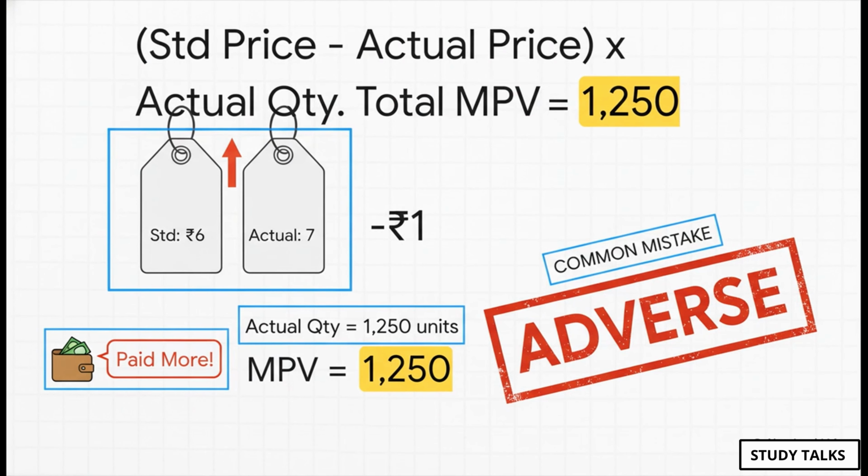Okay, let's nail the price variance first. The formula is just the difference in price multiplied by the actual quantity you bought. So for material A, the standard price was 6, but we paid 7. Ouch! That extra 1 rupee multiplied by the 750 kgs we bought gives us a 750 adverse variance. Same sad story for material B. Add them up, and our total MPV is 1,250 adverse. Paying higher prices really cost us.